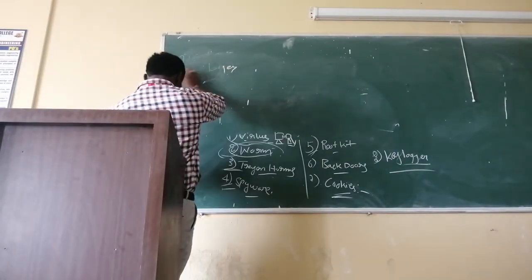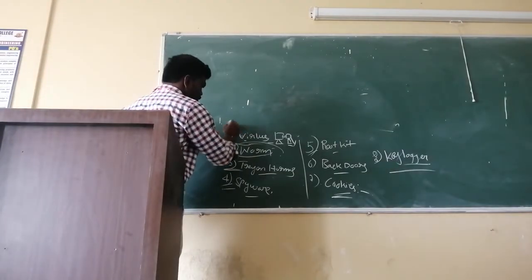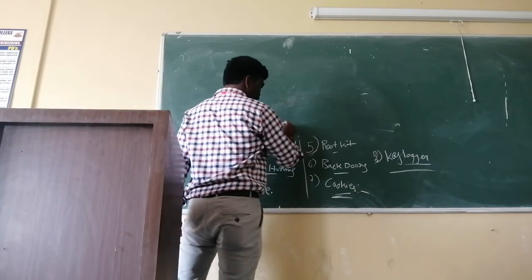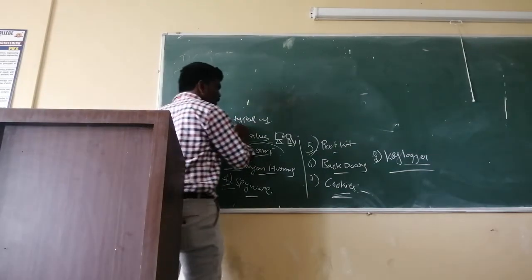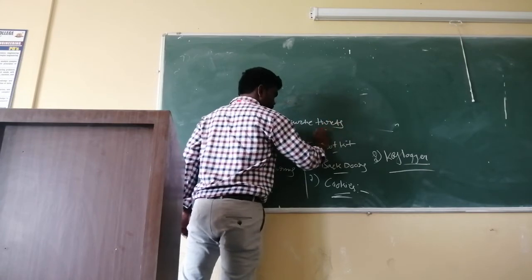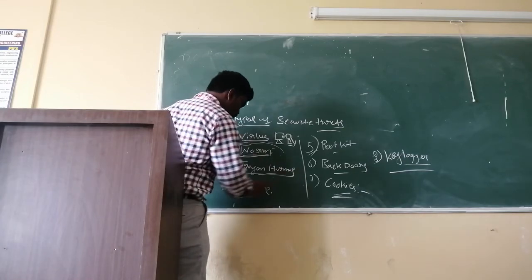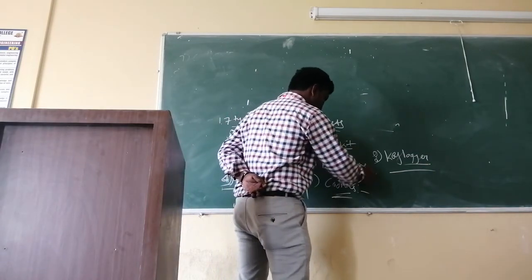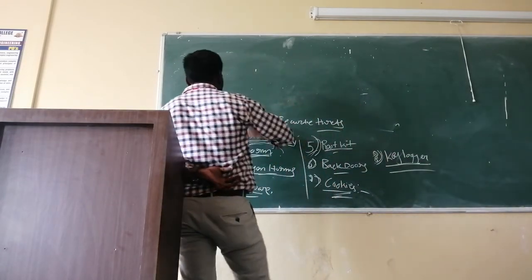Okay, this completes the files. What do we want to discuss? How many types of security threats do you have? You have eight types of security threats. First is viruses, second is worms, third is the Trojan horse, fourth is spyware, fifth is rootkit, sixth is backdoor, seventh is cookies, and eighth is keyloggers.